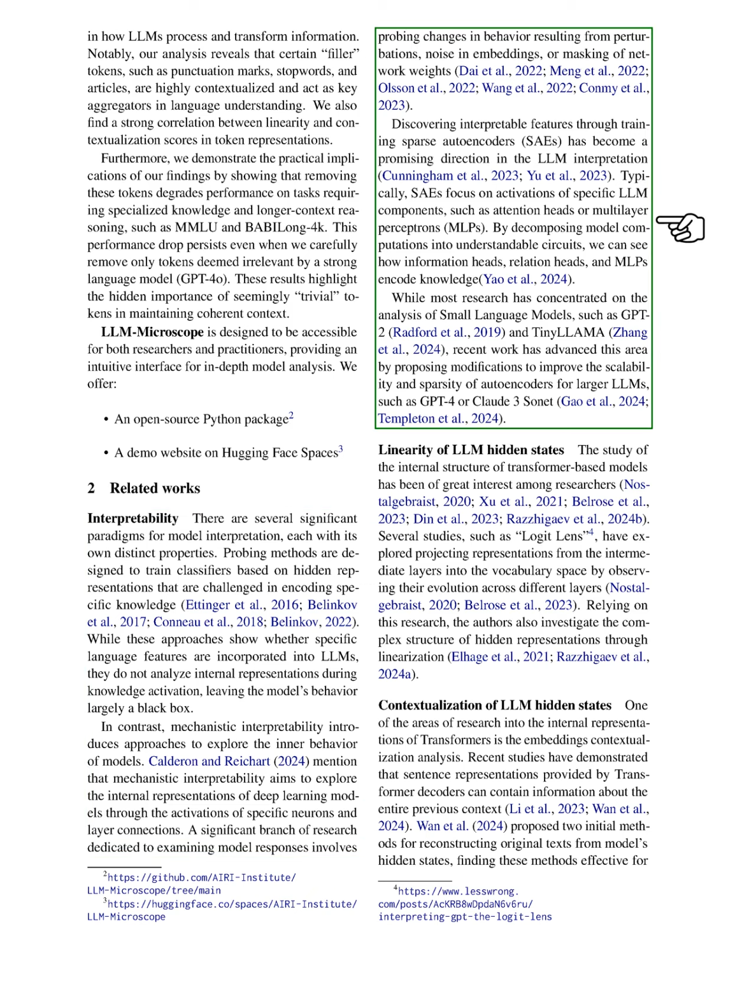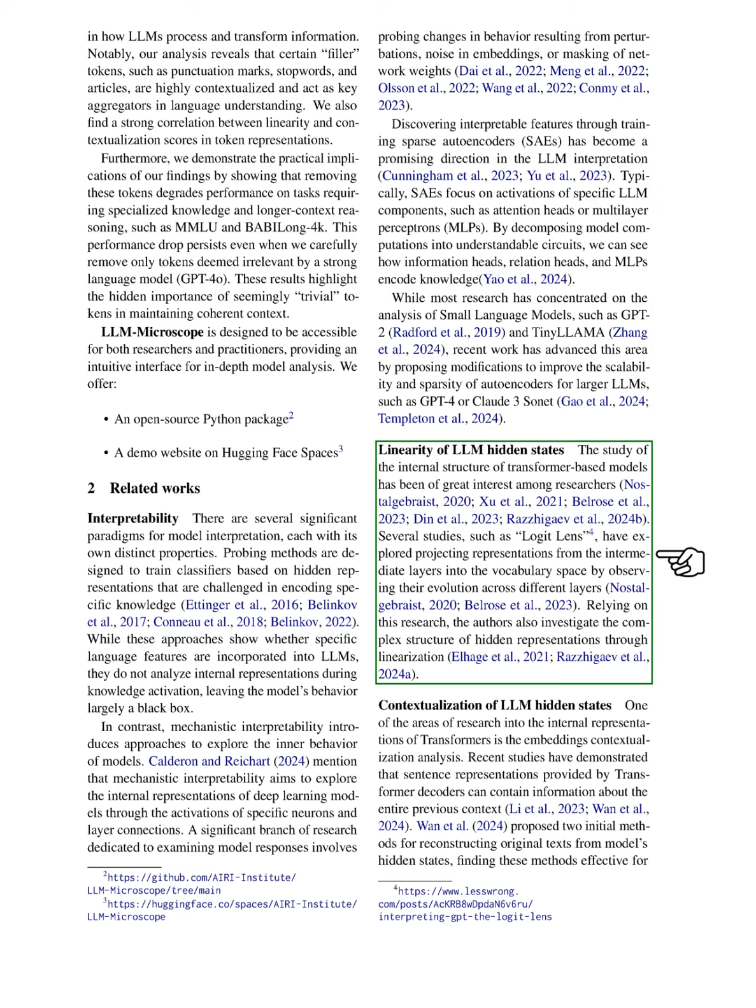Sparse autoencoders have emerged as a promising method for discovering interpretable features in LLMs, focusing on specific components like attention heads. We also highlight the interest in studying the internal structure of transformer-based models, with techniques like logit-lens, projecting intermediate layer representations into vocabulary space. Our work builds on this by exploring the linearity of hidden representations and analyzing how contextual information is embedded in these models.